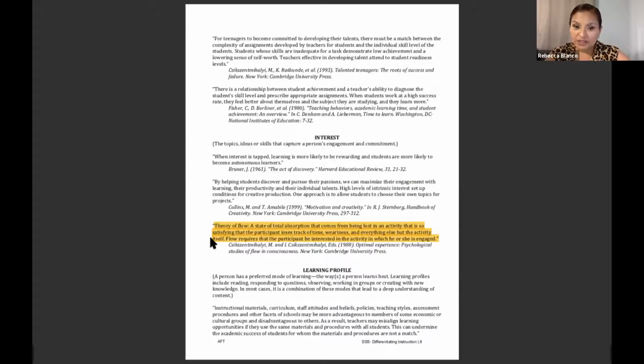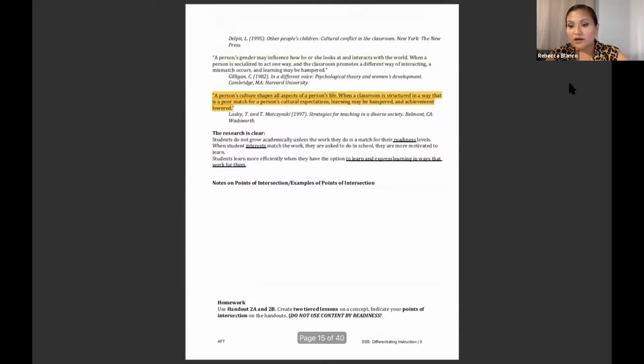And then there's interest. So of course we talk about interests. What are their interests? What do they like to do? Theory of flow: a state of total absorption that comes from being lost in an activity that is so satisfying that the participant loses track of time, weariness, and everything else but the activity itself. Flow requires that the participant be interested in the activity in which he or she is engaged. So think about even when you've been to trainings, right? You're more likely to absorb that information and participate if it's something you're interested in, right? And even if maybe you weren't interested when you got there, but you see, hey, this is an awesome way to learn, or they're teaching in a different way that's going to help you, right?